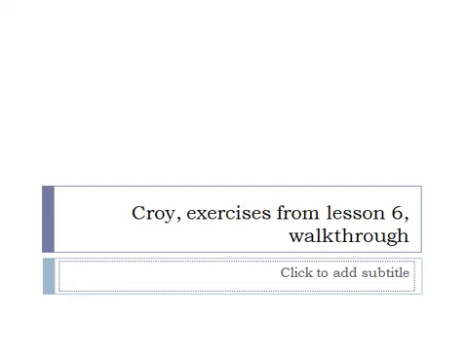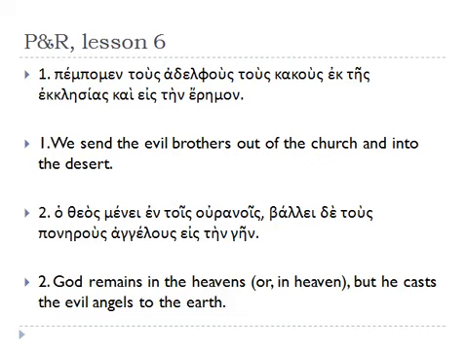All right, in lesson 6 then, we encounter first this sentence. Pempomen tous adelphous tous kakous, ek tes ekklesias, kai eis ten eremon. We start with a simple verb, pempomen, pempo, I send, now with the first plural, the we ending, hence we send or we are sending. Tous adelphous, masculine accusative plural of brother. Accusative here signaling direct object. We are sending the brothers.